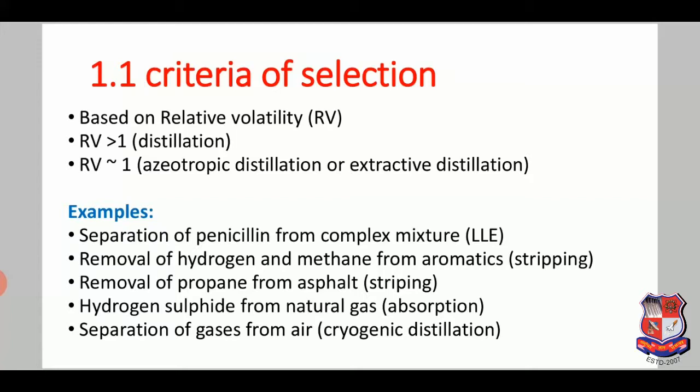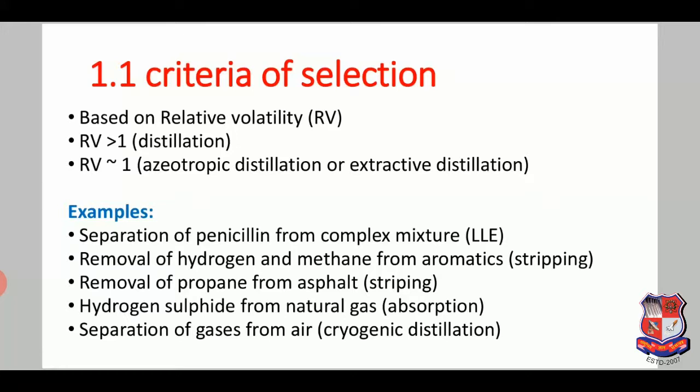Suppose its relative volatility is equal to 1 or nearby 1, then it is not possible to separate that mixture. In those cases, we need to separate it using azeotropic distillation or extractive distillation. For example, if we have an ethanol in water mixture, then it is not possible to separate 99.9% ethanol from that water mixture. So in those cases, we need to go for azeotropic distillation or extractive distillation.